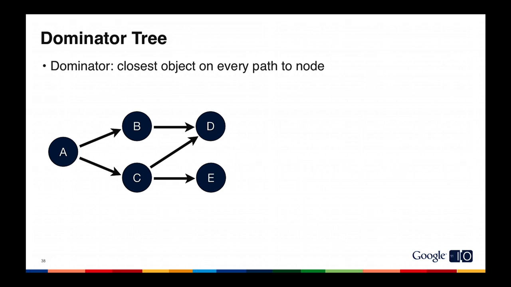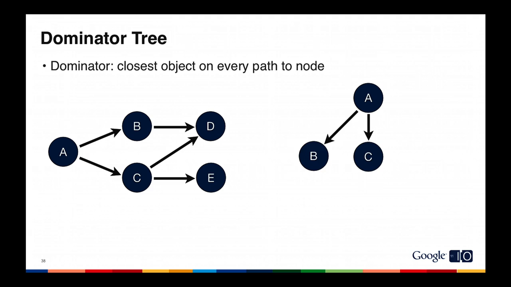So another example here. Let's start with A, which is kind of the root. B and C are only accessible through A, so it's pretty straightforward. They're children of A in the Dominator tree. E is also only accessible through C, so it's a child of C in the Dominator tree. D is a little bit interesting here. D can be accessed through B or C, but A is on every path to D, right? So that means that A is the parent of D in the Dominator tree.